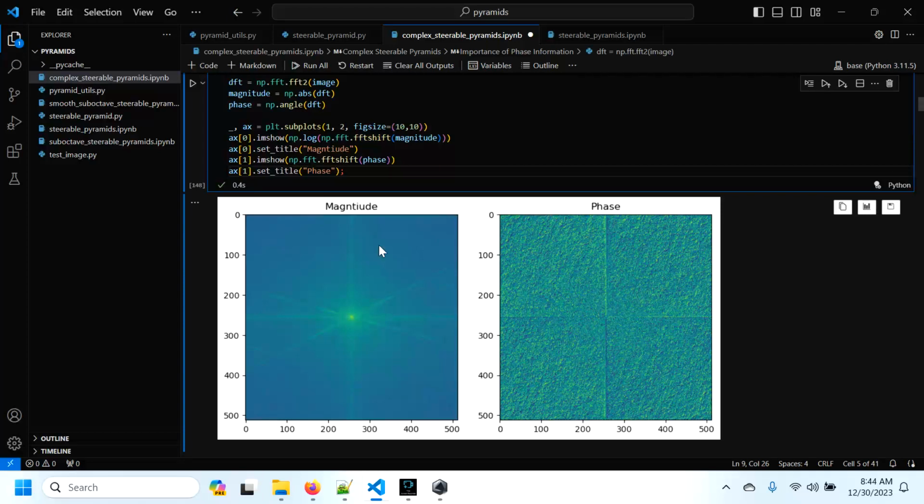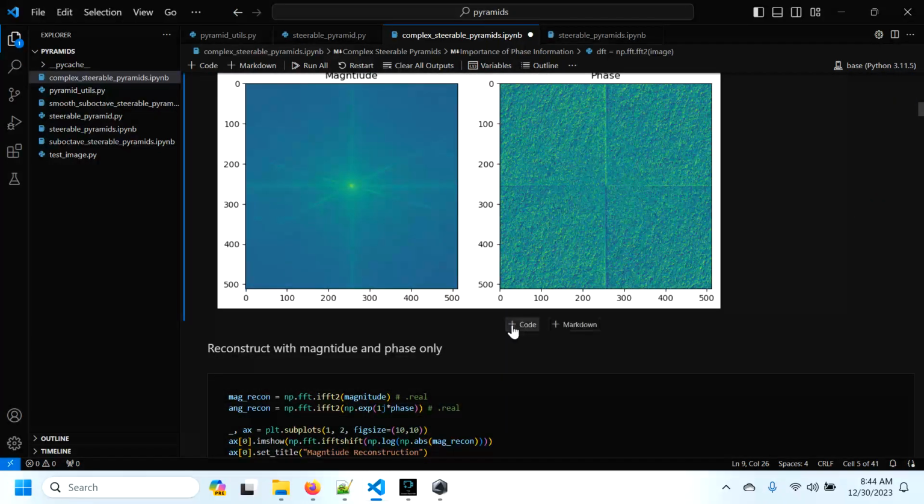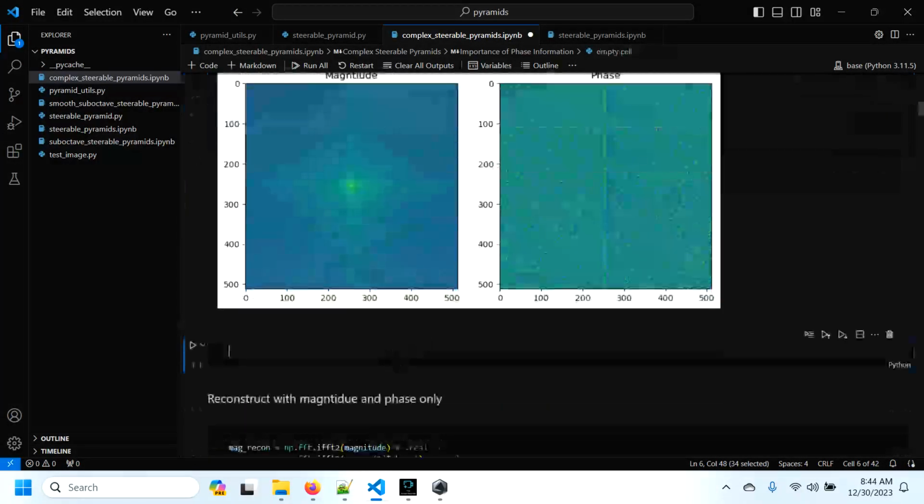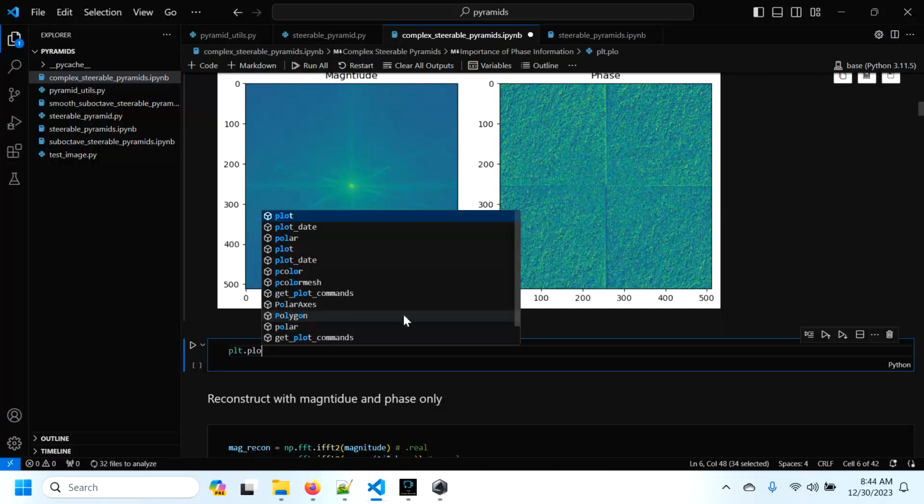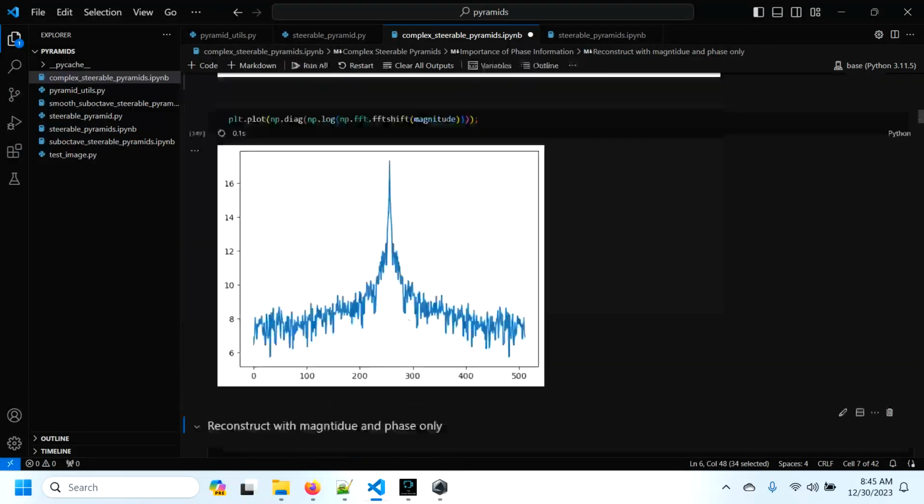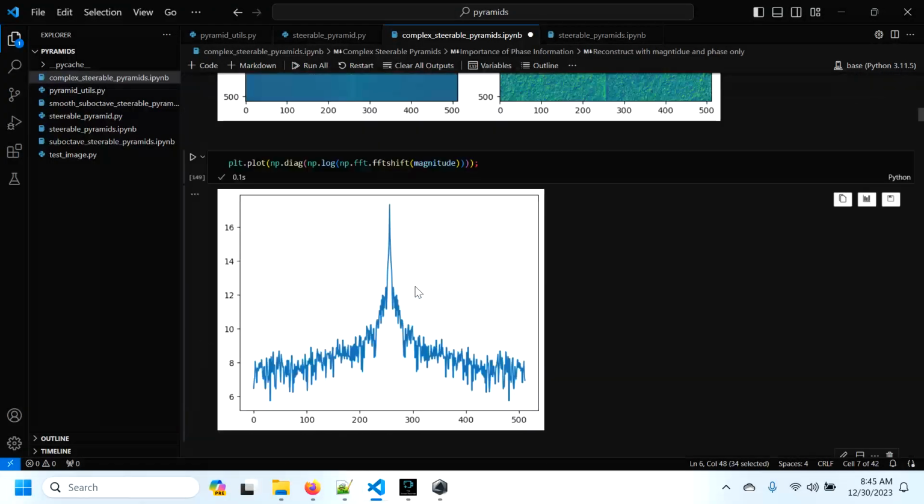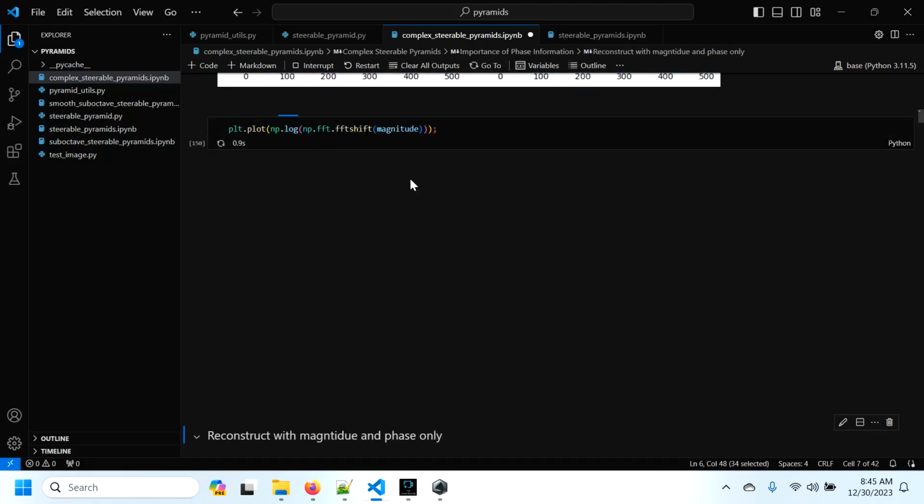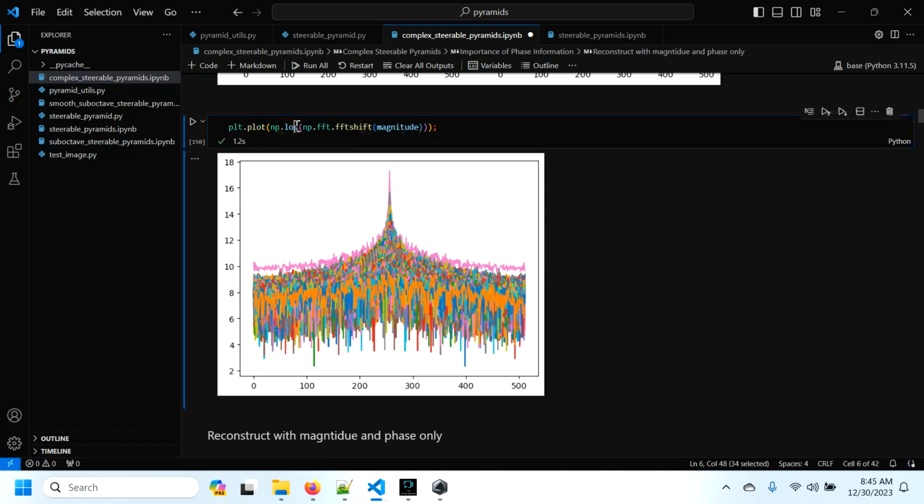We can see that the low frequency components are very high, and let's actually plot a cross section of this just to get an idea. We're going to take the diagonal, and we can see that most of the information is stored in the low frequency components. Natural images do follow a power law, and that means 80% of the information is stored in the 20% of the lower frequencies.